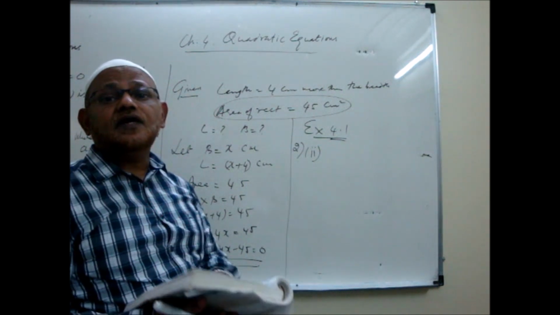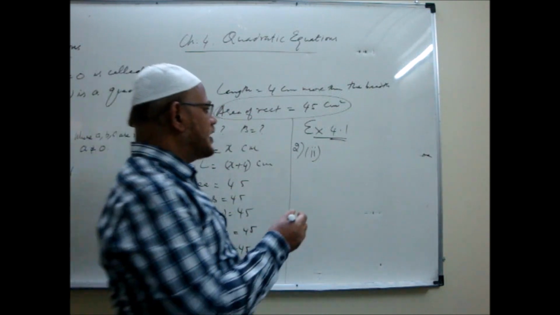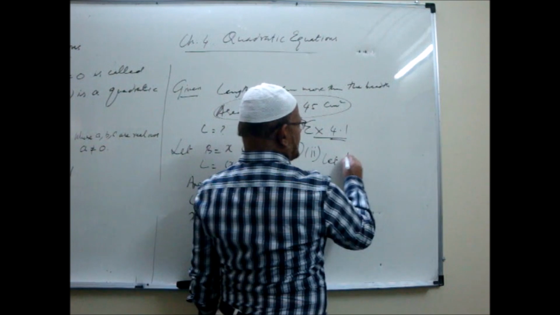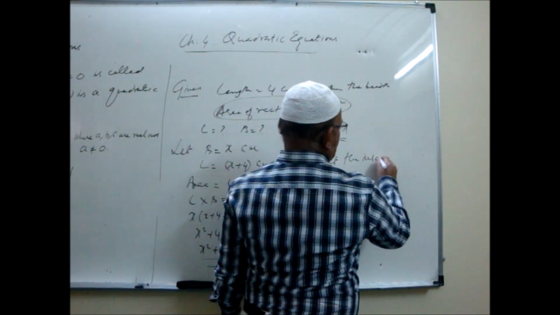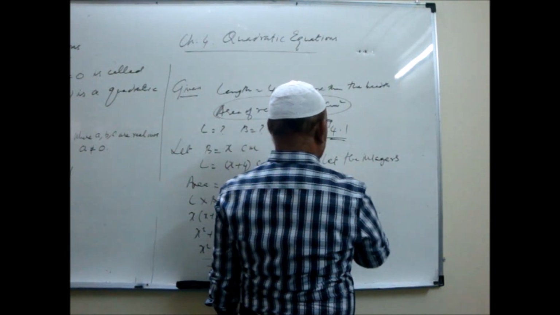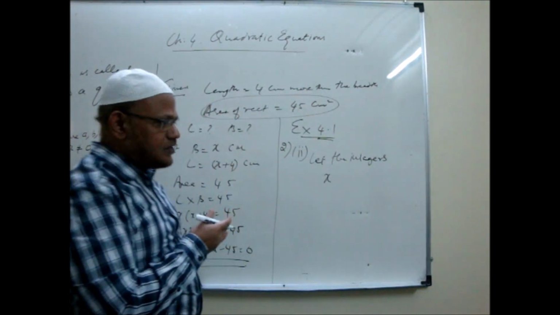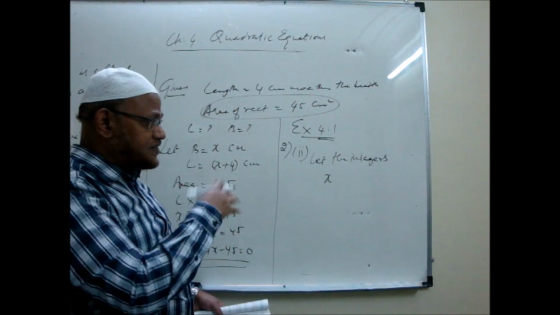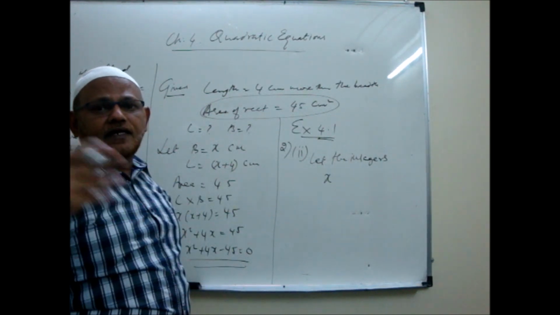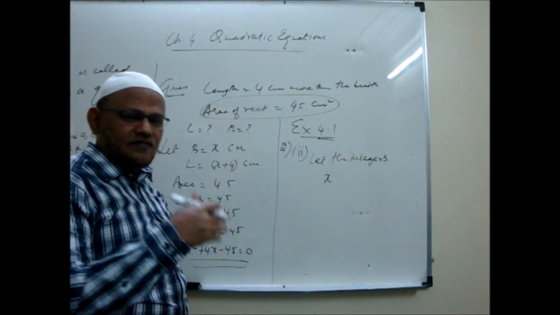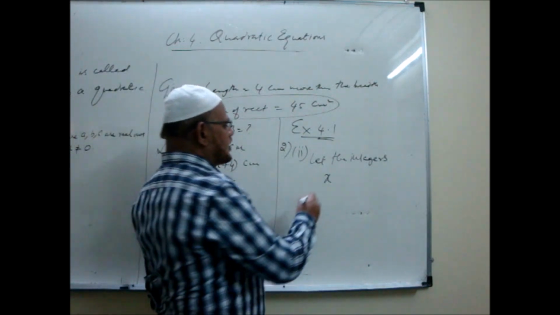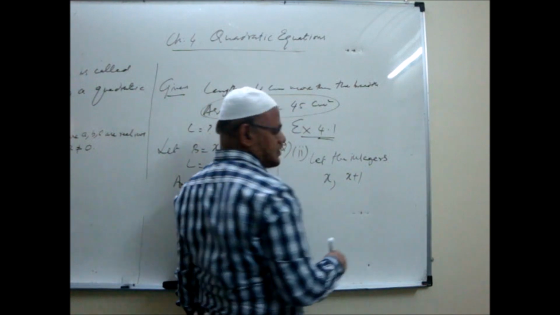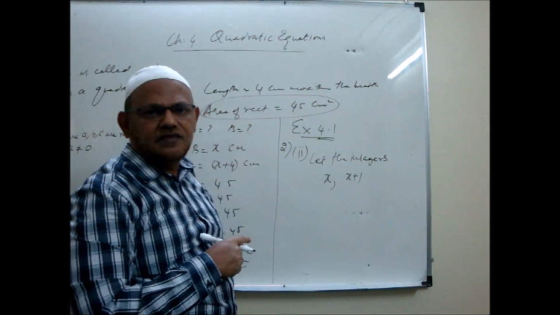They say consecutive positive integers. You take any integer, let the integers be, here is one integer I take, first integer x. The second integer will be x minus 1 or x plus 1. Consecutive, like 8 and 9, or 7 and 8, like that. Since they are positive, I take x and x plus 1. These are consecutive positive integers.